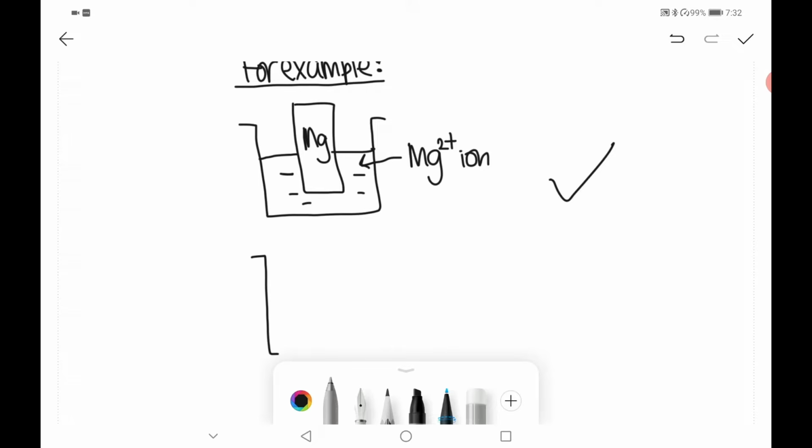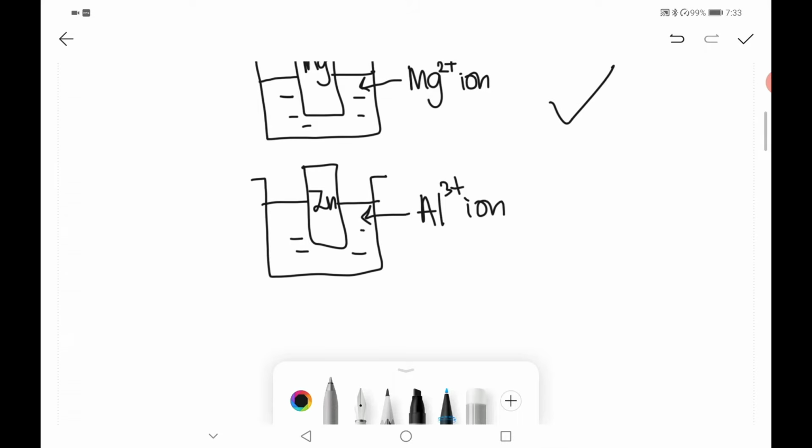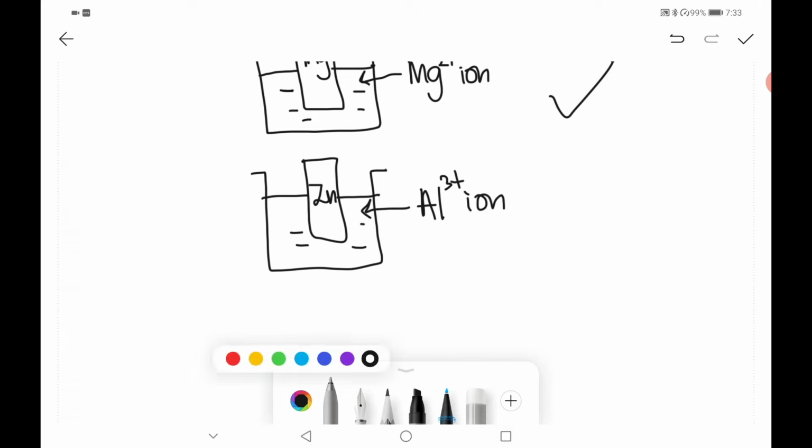Another example. Let's say now we put a piece of zinc into a solution, and the solution contains aluminium ion. Can we call this a half cell? We have a metal, which is zinc. In order to be a half cell, we must have a metal ion, which we have: aluminium ion is the metal ion.